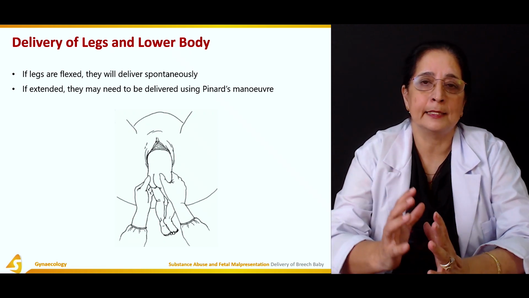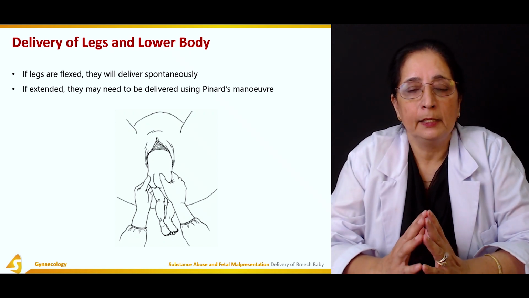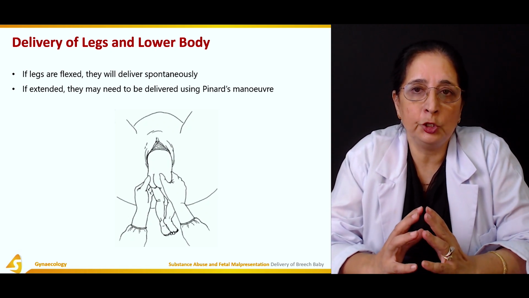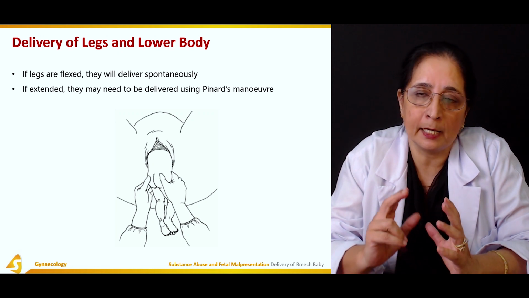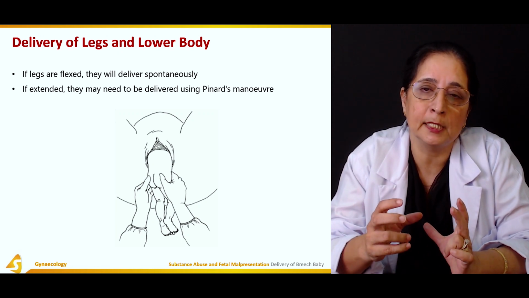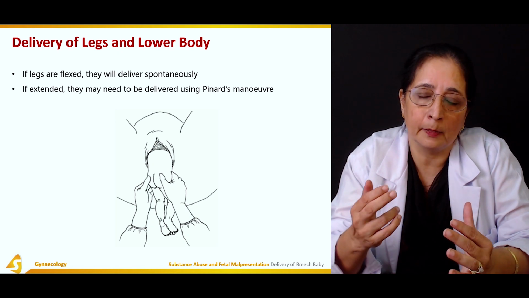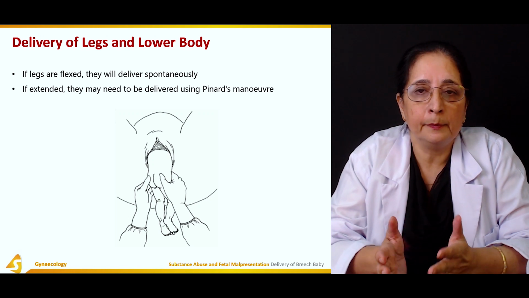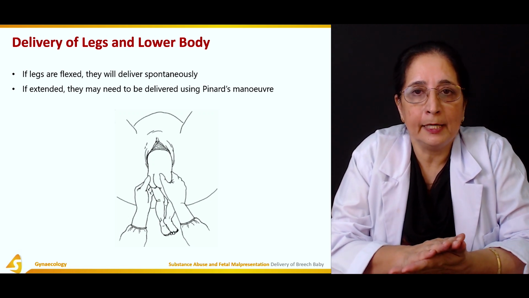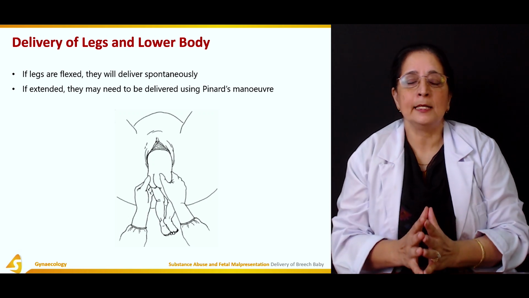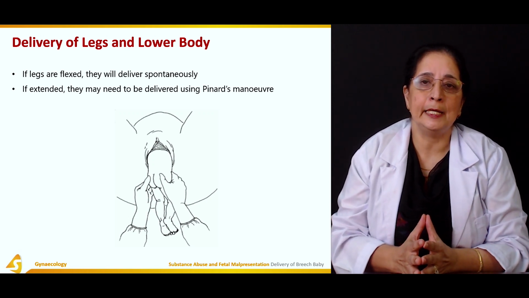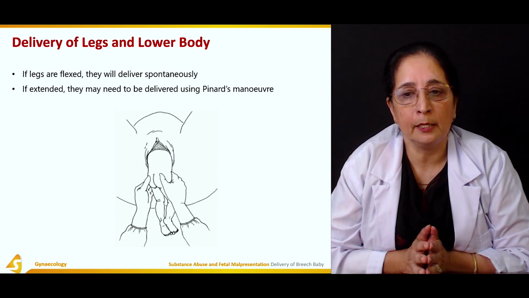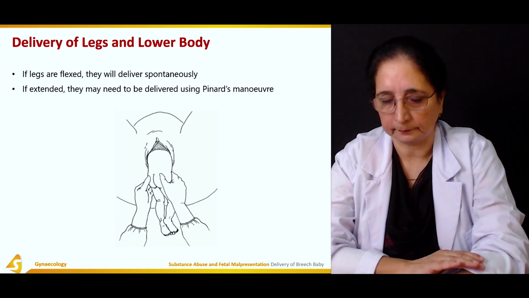If the legs are extended, usually pressure is exerted on the popliteal space, the hand is put into the popliteal space, and the legs are brought down and flexed. So if flexed, they can be delivered spontaneously. If extended, they have to be delivered using Pinard's maneuver.